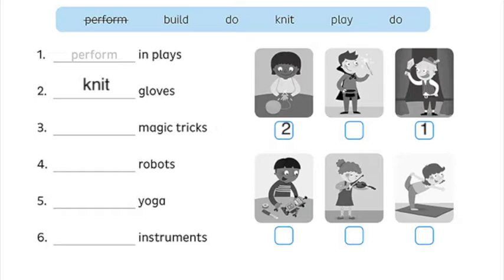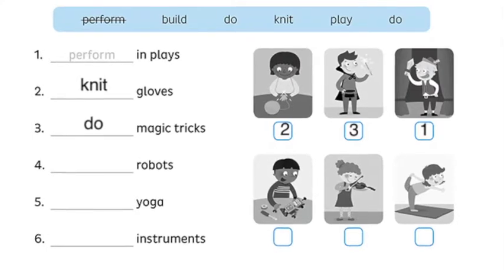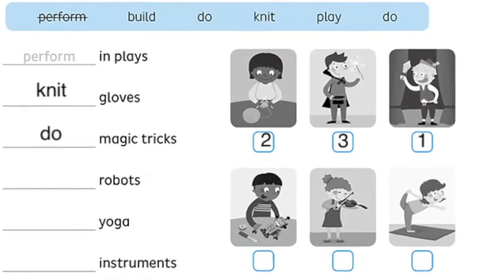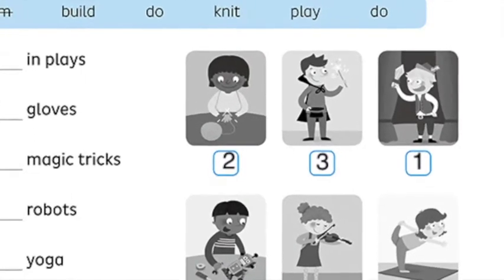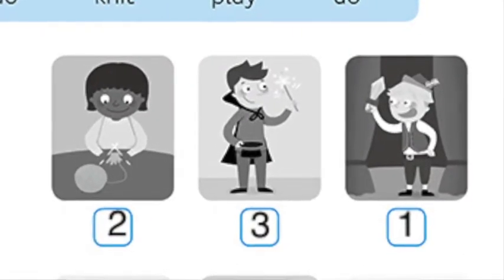Blank magic tricks. So something to do with magic tricks and the magic club, right? So do we build magic tricks? No. Do we play magic tricks? No. So we do magic tricks. In the magic club, you do magic tricks. So go ahead and write do magic tricks. And which picture there is the magic club? Which one is a boy doing magic tricks? So that would be number 3.